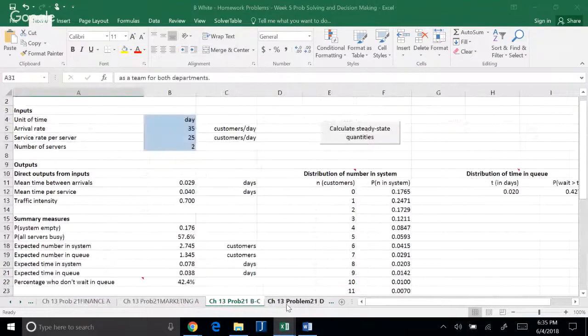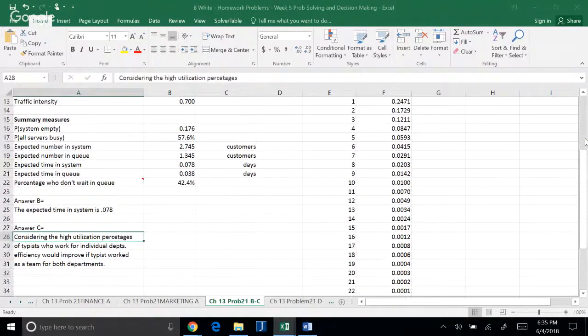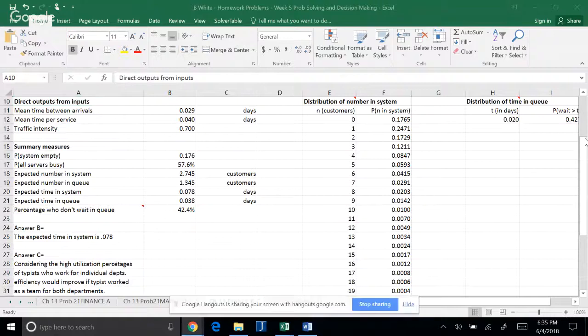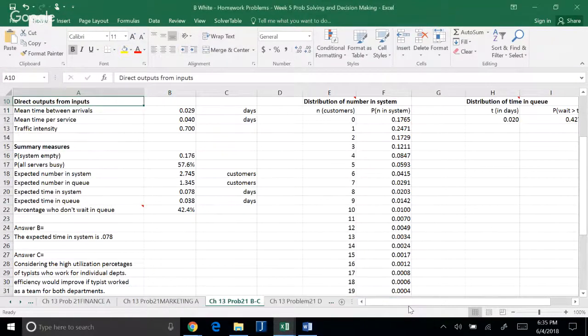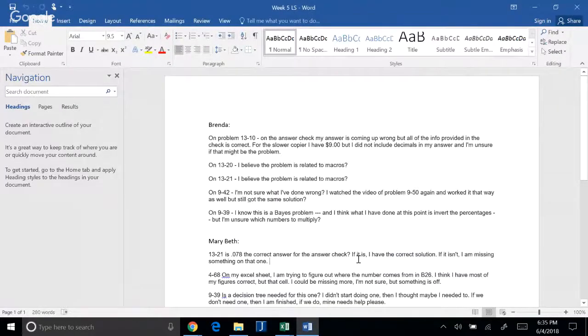When you pool them, let's see if the pool is correct. Yeah, and this pool is actually correct as well. Okay, so the expected time in system is 0.078. So this one looks correct. All right, let's go back and look at her other questions. And 942 and 939. Okay.